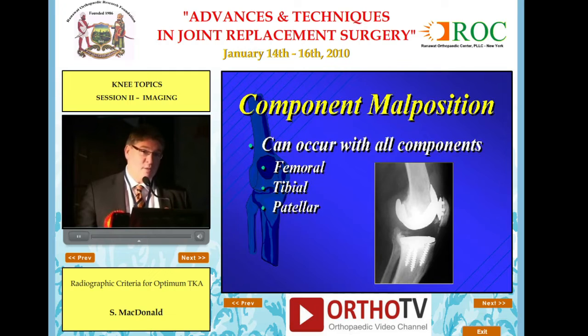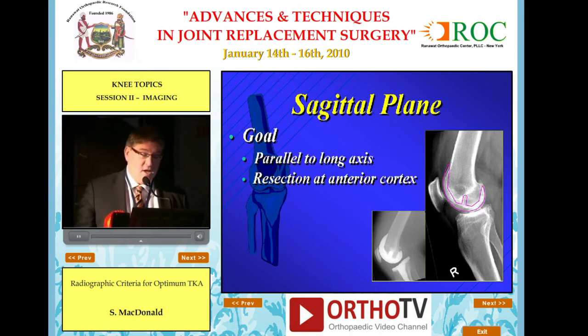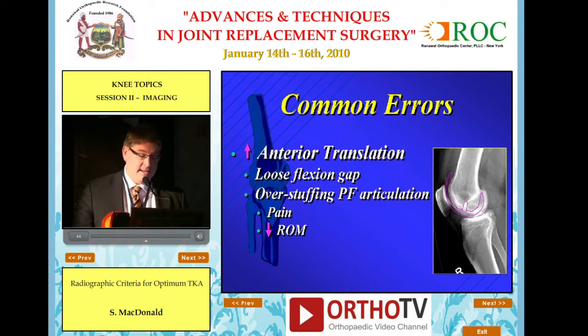So I'm going to take you through, for about a minute each, the femoral, tibial, and patellar components. Femoral component malposition can occur in all planes. If we start with the sagittal plane, we're aiming to have it parallel to the long axis with the resection at the anterior cortex. That being said, if you're critical, many knees go in slightly flexed, and if it's significantly flexed, you can decrease your range of motion by creating, if you will, a fixed flexion contracture, and that can create anterior or extensor mechanism pain.